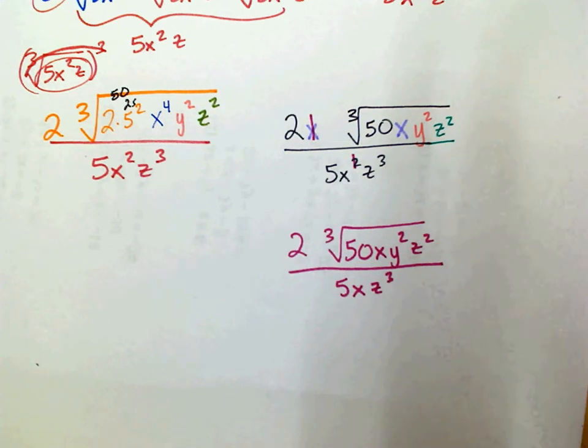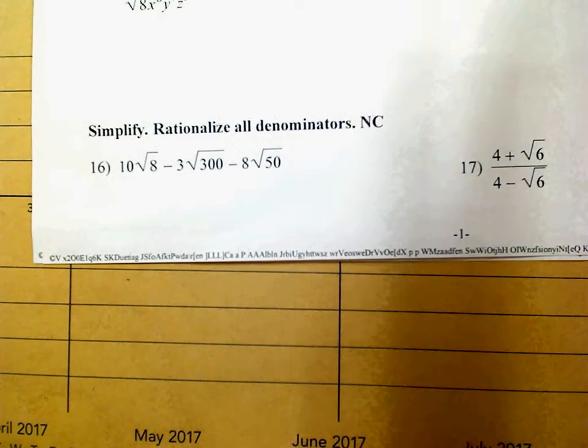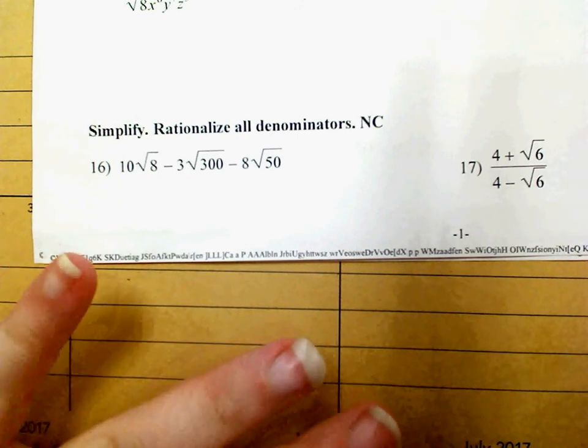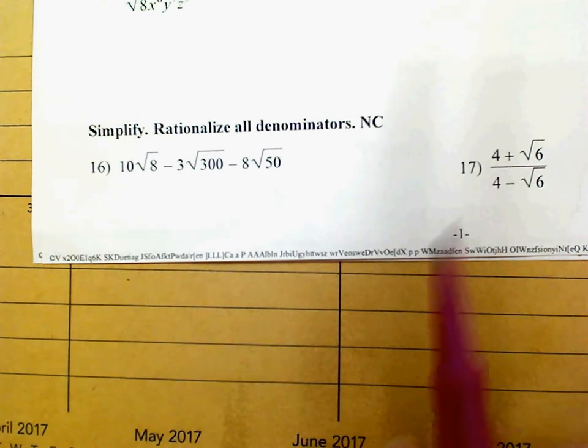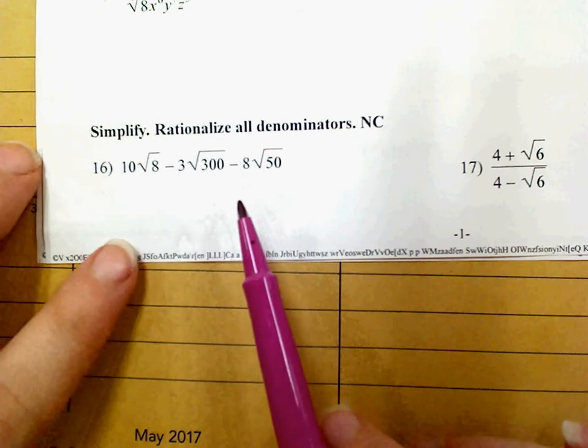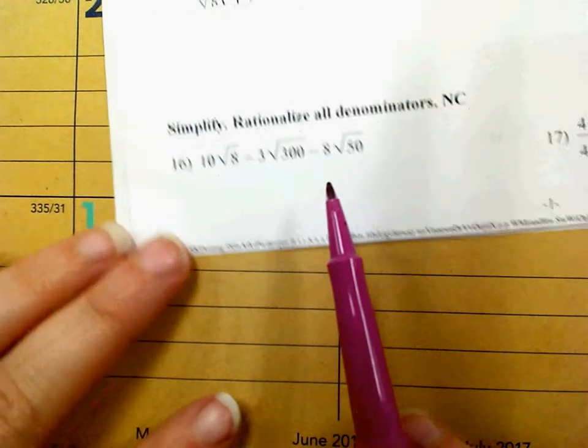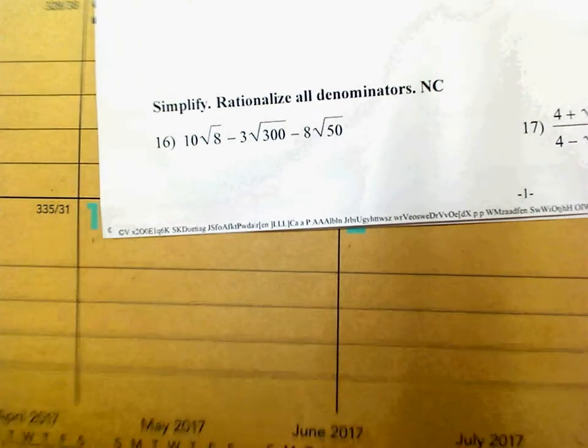Alright, so let's go to 16. Okay, on number 16, it says simplify and rationalize all denominators. I don't have a denominator, so I don't worry about that, but I do need to simplify. So I know that the square root of 8 can be simplified, because you're always trying to find the perfect squares that go into it.